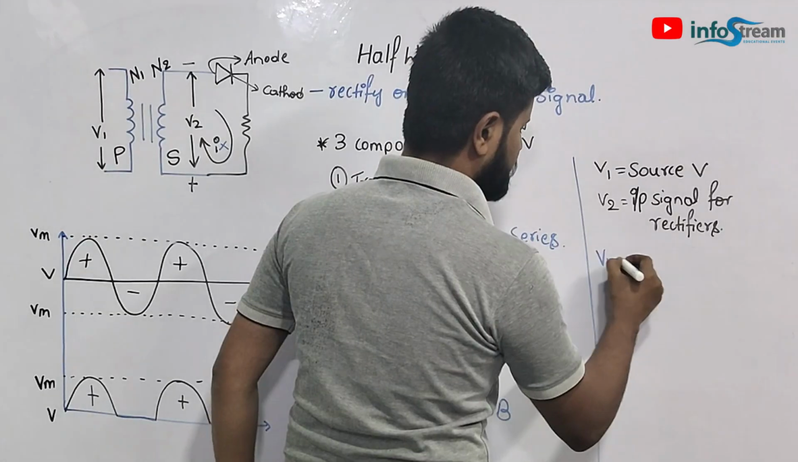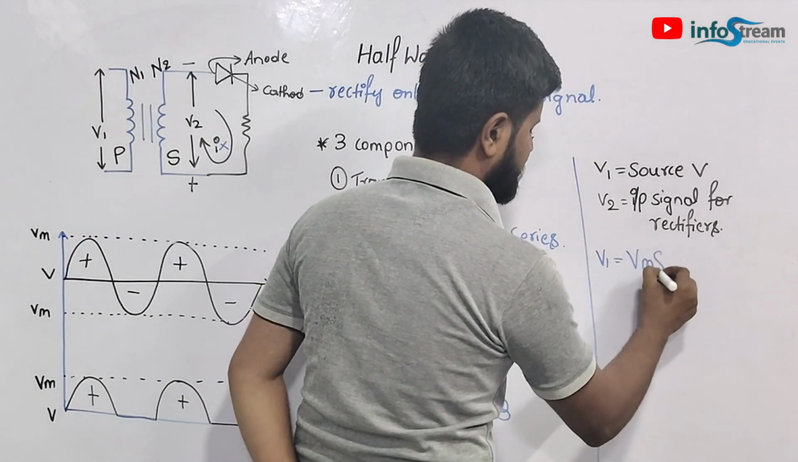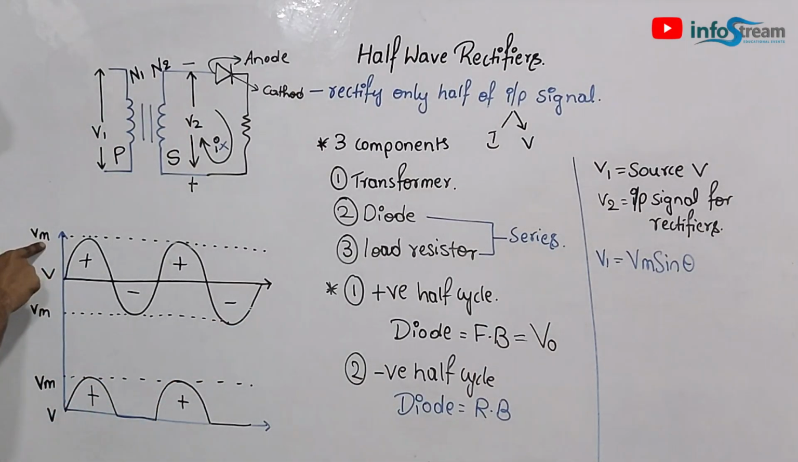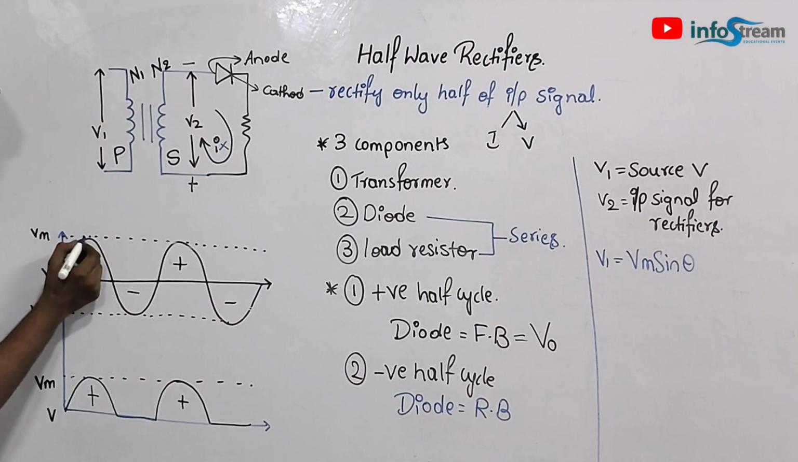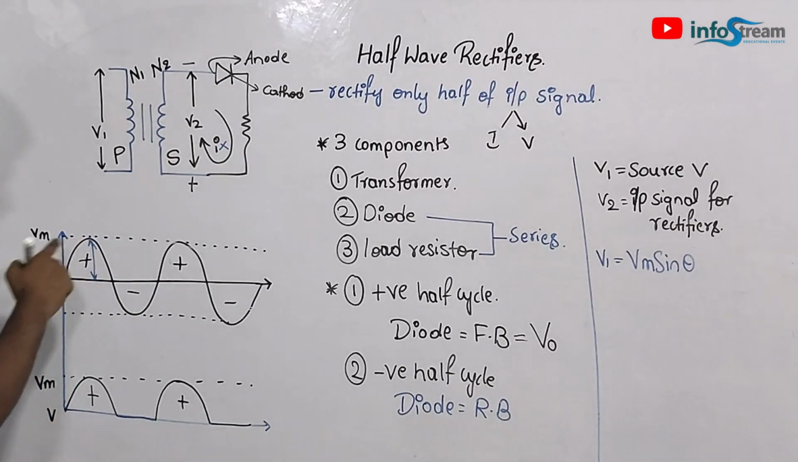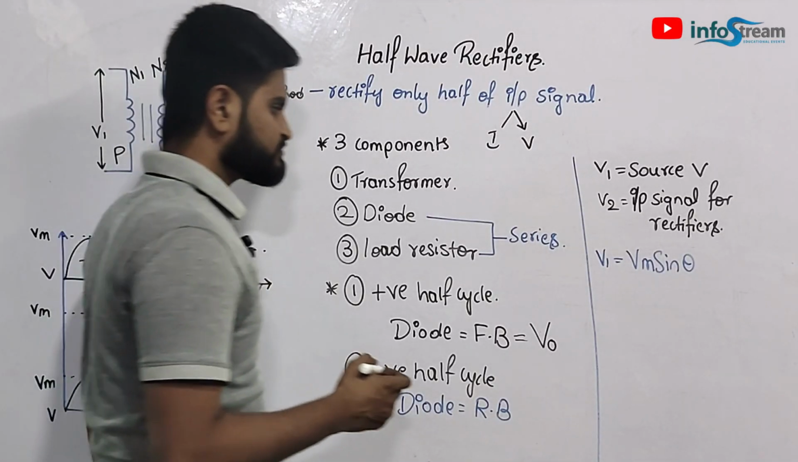Now V1 will be equal to Vm into sin theta. What is Vm? Vm is the maximum voltage. Here, the maximum amplitude, this height, will be called the amplitude of the wave. So you can conclude that the maximum amplitude will be equal to the maximum voltage.